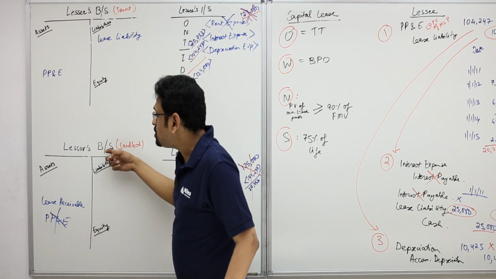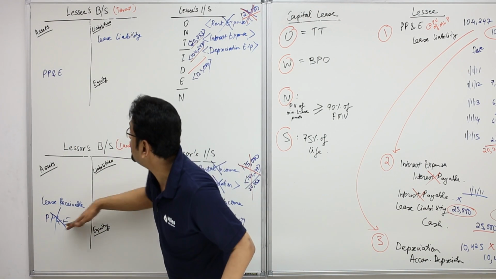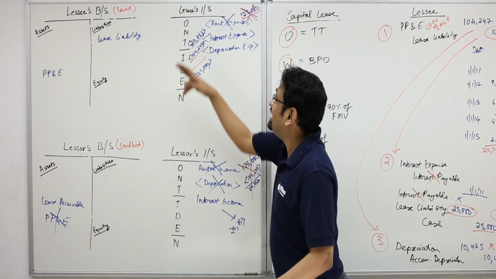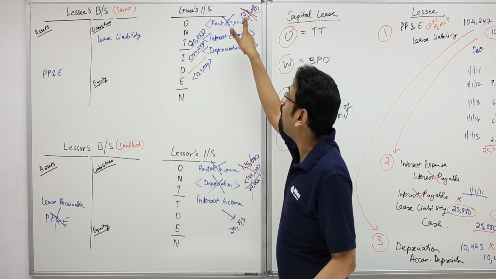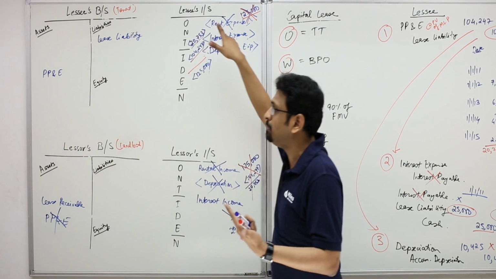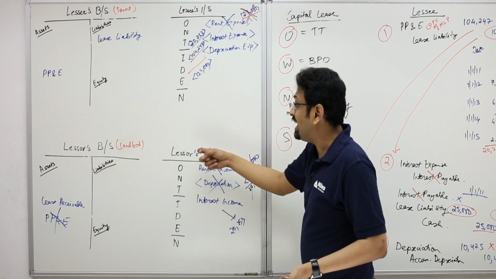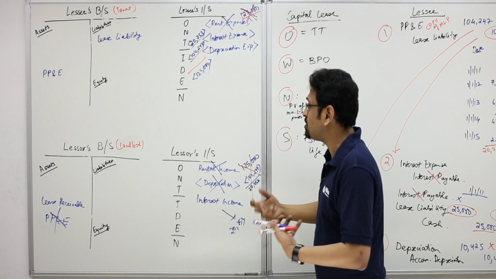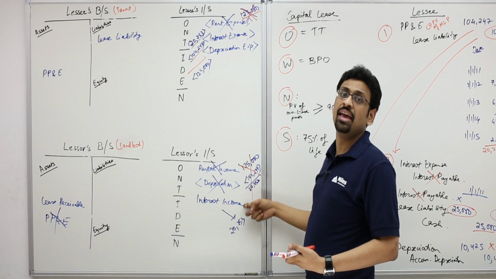When you're looking at the lessor's balance sheet, we're getting the PP&E off because it's going in here and we're having a lease receivable. When I'm looking at the lessee's income statement, there's no longer rent expense. Instead of that, it's interest expense and depreciation of PP&E. When I'm looking at the lessor's income statement, there's no rental income, no depreciation. Instead of that, there is interest income now.